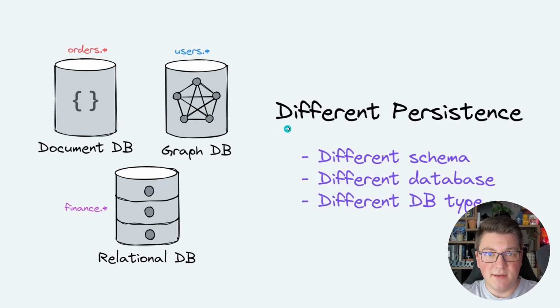The next level of data isolation is being able to use a different persistence mechanism for your modules. So now we have different schemas, different databases, and different database types for each of our modules. In this example, I'm using a document database for my orders because I have a lot of unstructured data. I'm using a graph database for my users module because I will need to inspect the relationships between the objects that I have inside of my database. And for the finance module, for example, we are using a relational database.